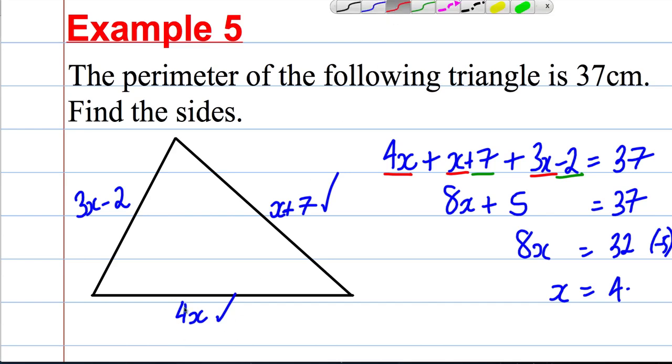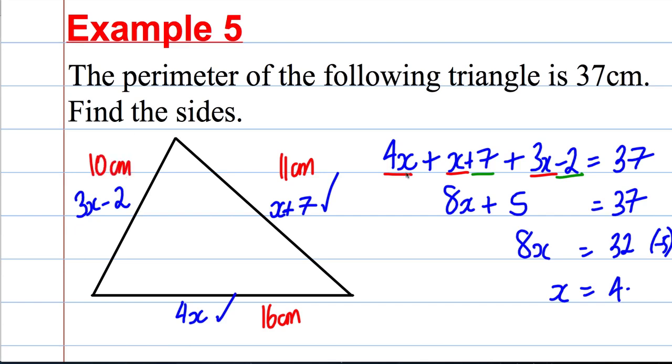Well, the sides, 4 times 4 must be 16 centimetres. 4 plus 7 is 11 centimetres. And 3 times 4 is 12. Take away 2 is 10 centimetres. Do they add to 37? Indeed they do. I've done it correctly. So state your sides are 10 centimetres, 11 centimetres, and 16 centimetres.